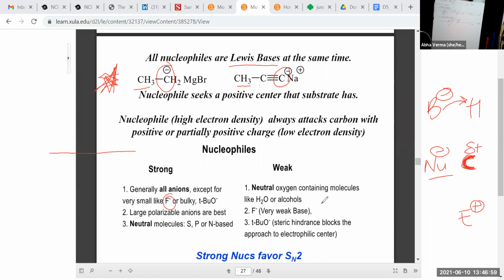Remember, the basicity and nucleophilicity will increase from right to left. What is on the right? Fluorine. What is on the left? Carbon. So fluoride is considered a weak kind of nucleophile. Large polarizable anions are best. For example, S negative. S is a big atom and can be polarized. Neutral molecules of S, phosphorus or nitrogen are also considered comparatively strong. Not strong, but maybe moderate.